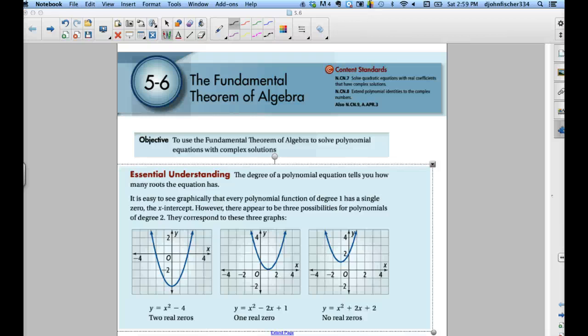Okay, we're going to talk about section 5.6, which is the fundamental theorem of algebra. We're going to use the fundamental theorem of algebra to solve polynomial equations with complex solutions. The main thing is when we have a quadratic equation, I'm just going to start with the quadratics. A quadratic can cross a graph twice, like this graph does. It can cross one time right here or no times when we look at the equation. So as we look through these equations, we're going to look for all solutions.